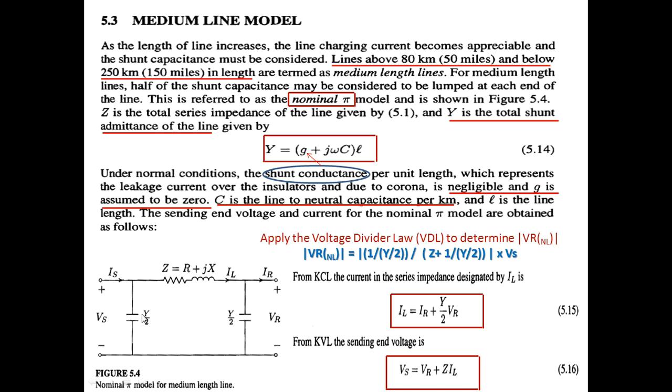Here, unlike the short line where we neglect the shunt capacitance, here we cannot neglect the shunt capacitance, so we consider two admittances, one at the sending end and the other at the receiving end. The admittance Y is given as a complex number. It has a real part, which is the shunt conductance, and the imaginary part, which is jωC.